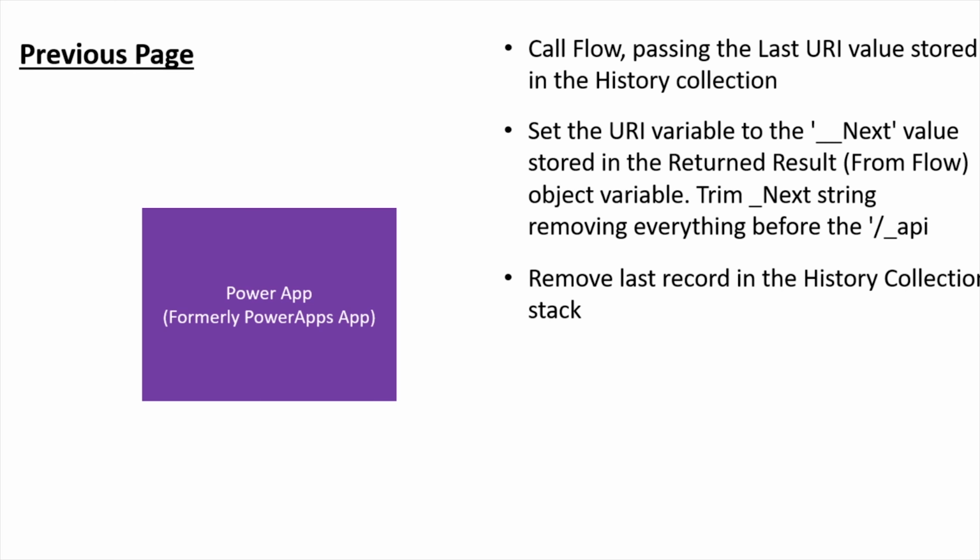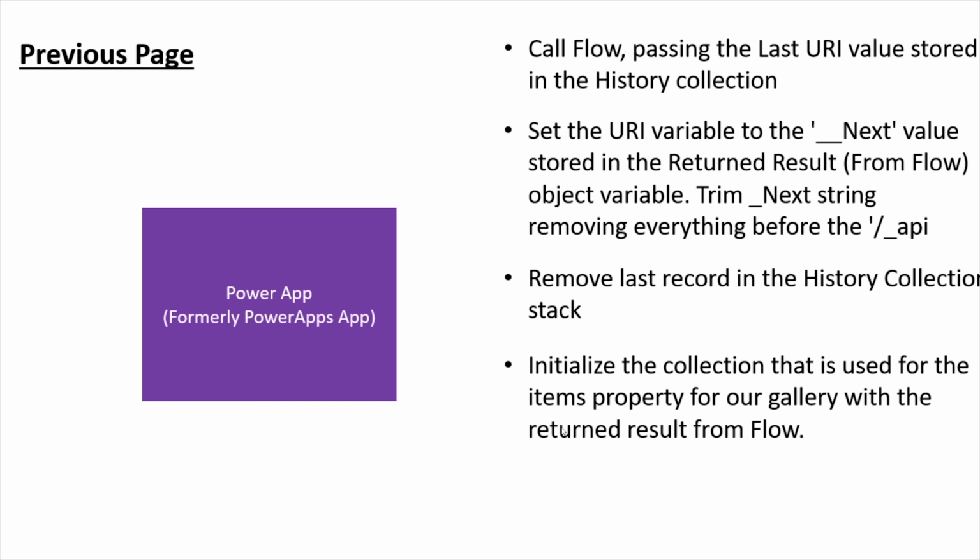So we want to remove that last record in the history collection stack. We want to delete that last record because it's no longer the last record now. And we're at the previous, because we're popping and pushing onto a stack, our previous value in there is the correct value for our history, because we're maintaining that as we're pushing and popping off that history stack.